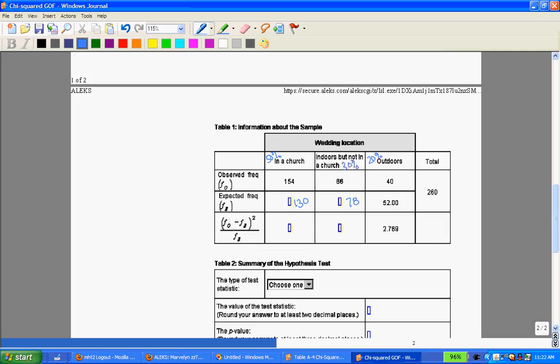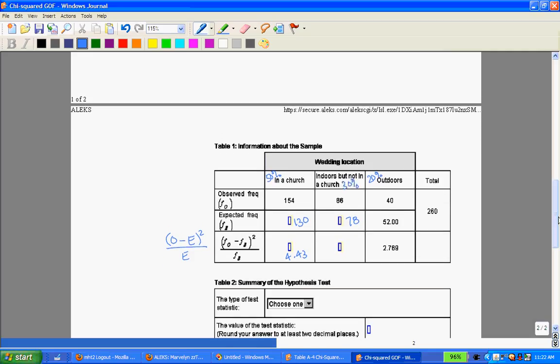Down here, this is where you're doing your O minus E divided by E, and their notation is a little bit different, but the formula you're probably used to seeing is O minus E quantity squared divided by E, and it's the same thing. They just wrote it a little bit differently. So here for church, I'm going to take 154 minus 130, that quantity squared, divided by 130. And that gives me 4.43. I think they want you to round those to 3 decimal places, so I better put 4.431 because I have an 07 in my calculator.